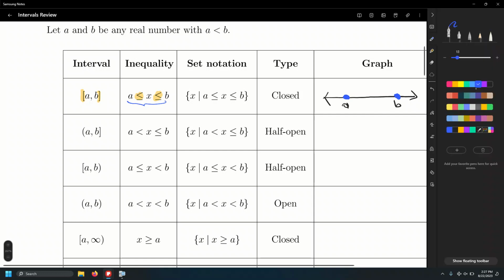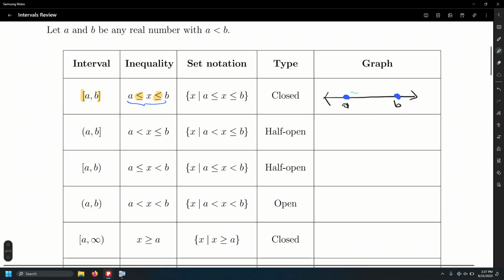And what we're going to do here is shade all the numbers in between. So that's what a closed interval looks like. That is all the numbers between A and B. But the fact that these points right here are fully solid means we also include the endpoints.